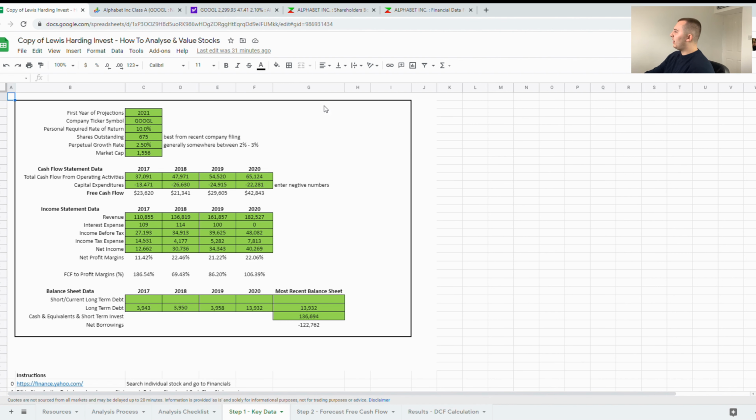You put in what year projections, your company ticker symbol, and your personal required rate of return. We spoke about this before. My required rate of return is 10%. Other people use lower numbers, other people use higher numbers. It's down to personal preference. There's no right or wrong answer. You just need to make sure it's reasonable for what you're wanting.